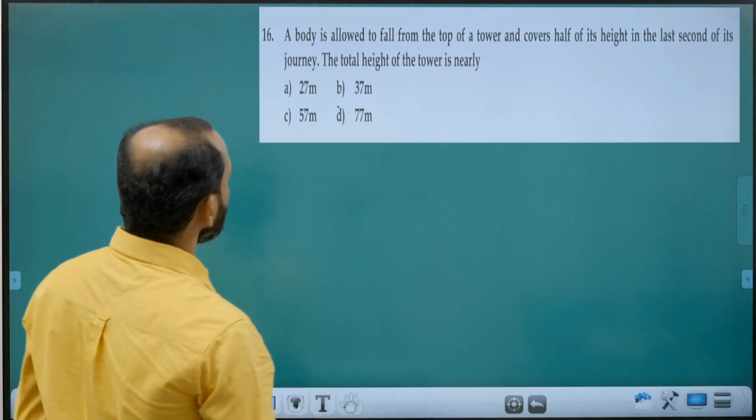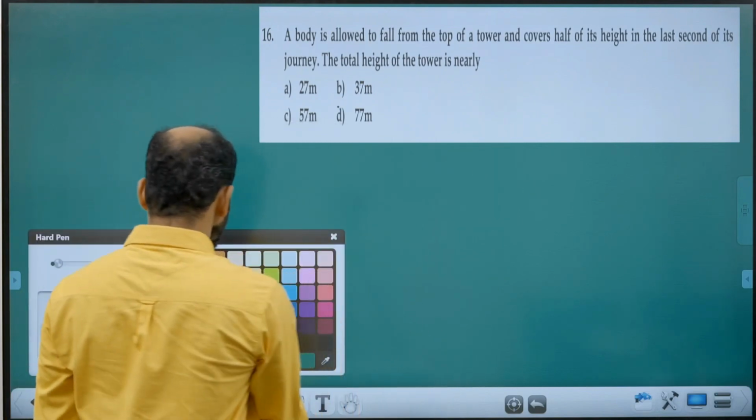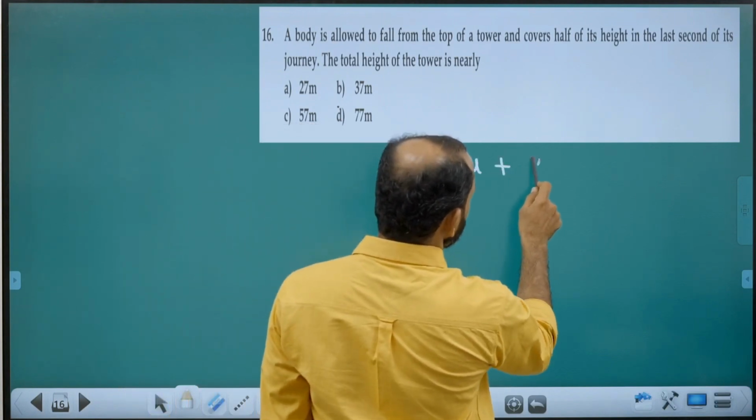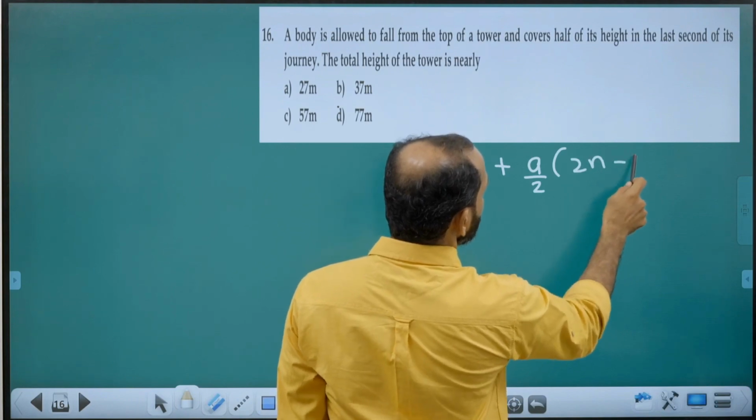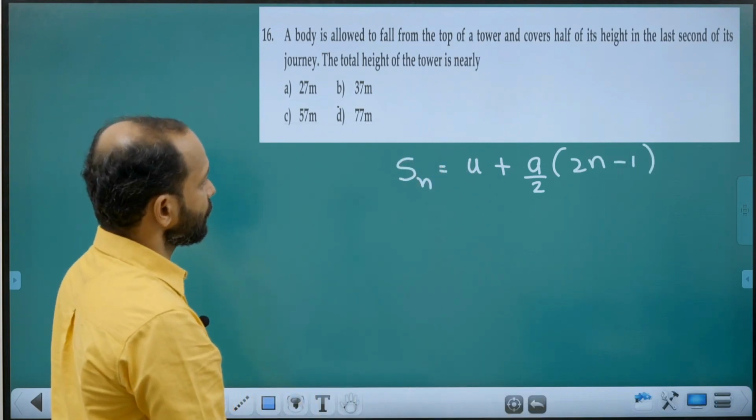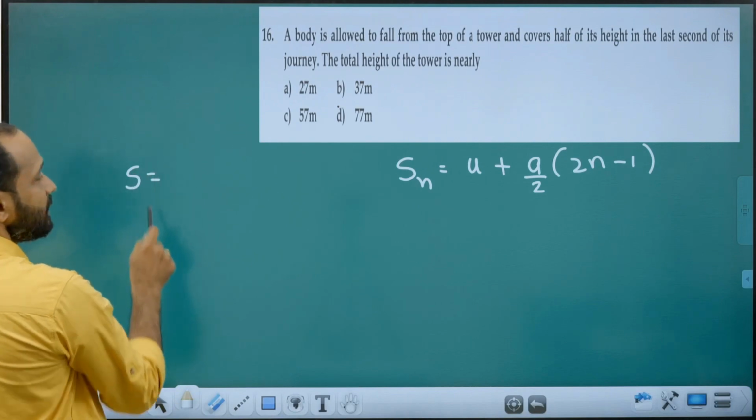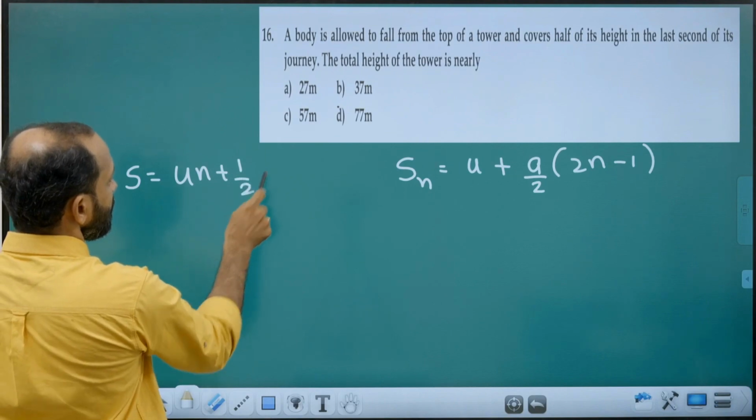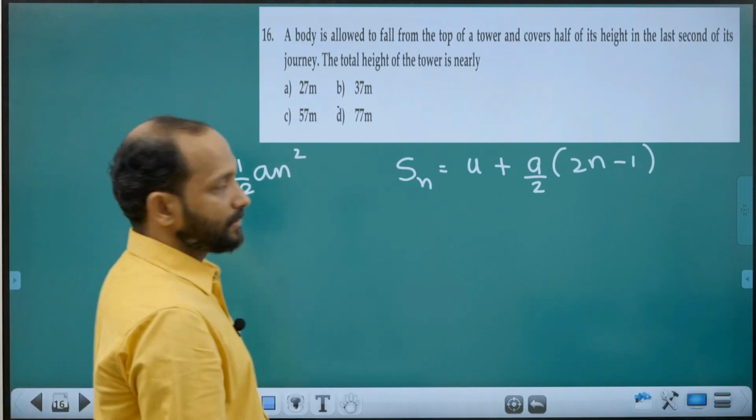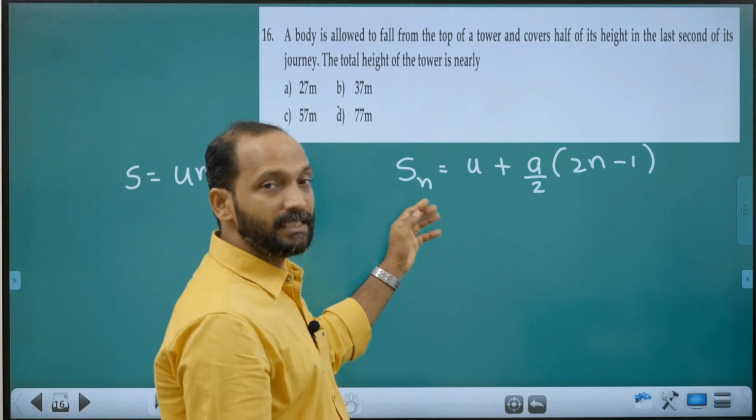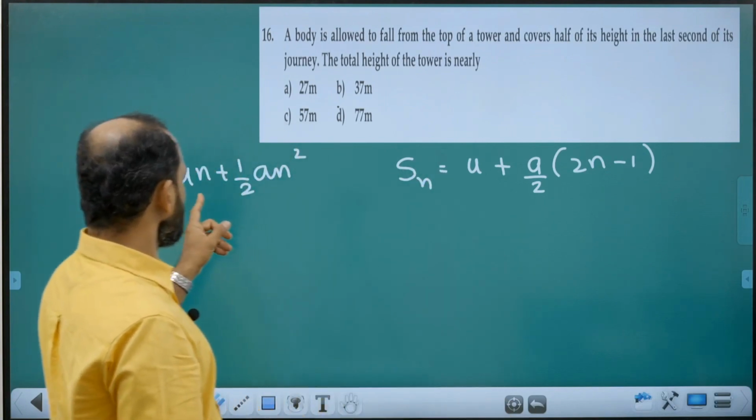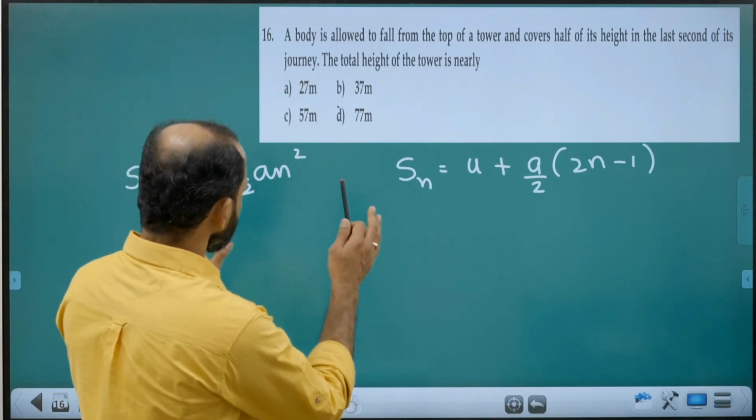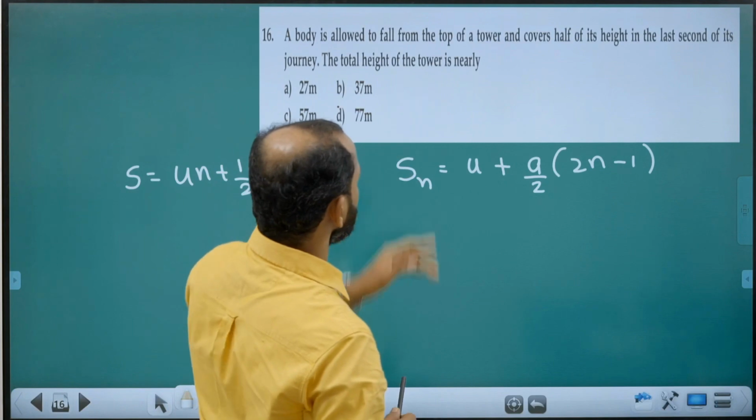That's the logic. So the formula used here is the distance traveled in the nth second, which is equal to u plus a by 2 into 2n minus 1. This is one of the formulas. The other formula is the distance traveled in n seconds, that is un plus half an square. The first formula is used for the distance traveled in the nth second, and the second formula is used for finding the distance traveled in n seconds. Then the height of the tower is asked.